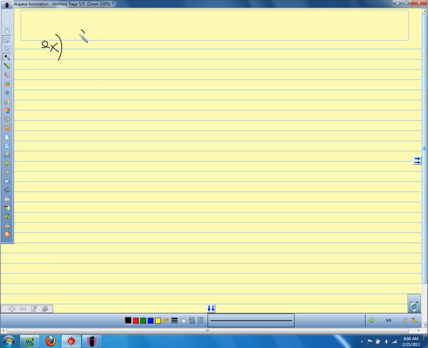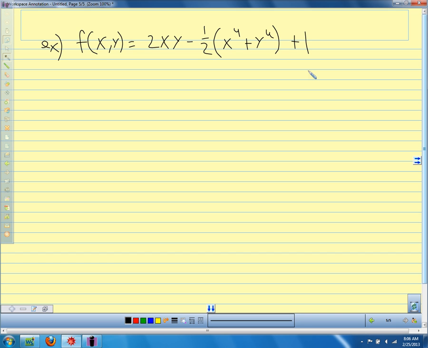So we have our function f(x, y) = 2xy minus 1/2 x to the 4th plus y to the 4th plus 1. Looking at this function written out this way, I would have no idea what the graph looks like. And we want to find the relative extrema.